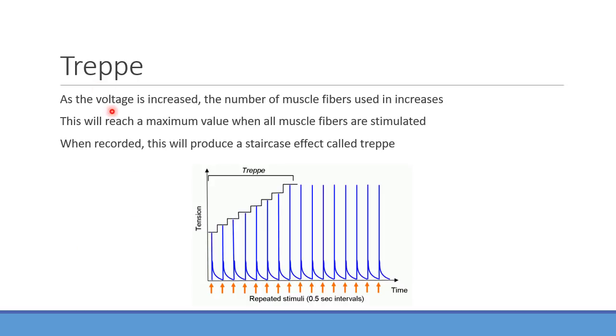There's also this other phenomenon called treppe, which I think is a French term, so if you speak French, maybe you know it a little better. Basically, it's a stepwise approach, where as you see repeated stimuli, the force of contraction goes up higher and higher until eventually you get a plateau, where you've recruited all the motor units at one time. So again, the maximum value is reached when all muscle fibers are stimulated at the same time.